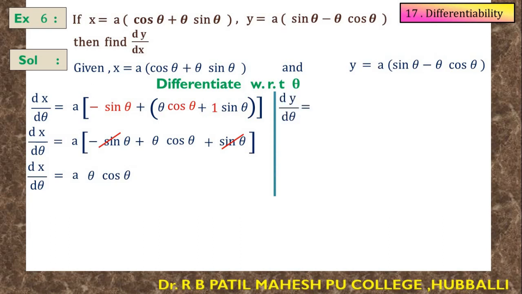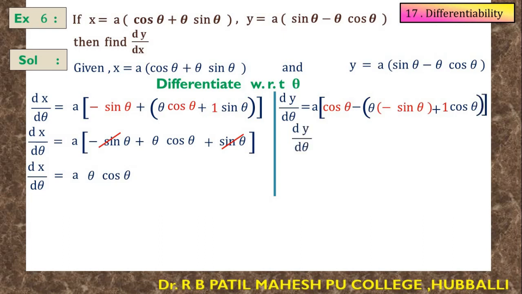In the same way, dy by d theta: a as it is, sine theta derivative is cos theta minus, now here use the bracket, because to write the derivative of this we have to use the product rule. In the product rule we have an addition, and here a negative sign, so use the bracket and write the product rule. Keep theta as it is, cos theta derivative is minus sin theta, plus cos theta as it is, theta derivative is 1.